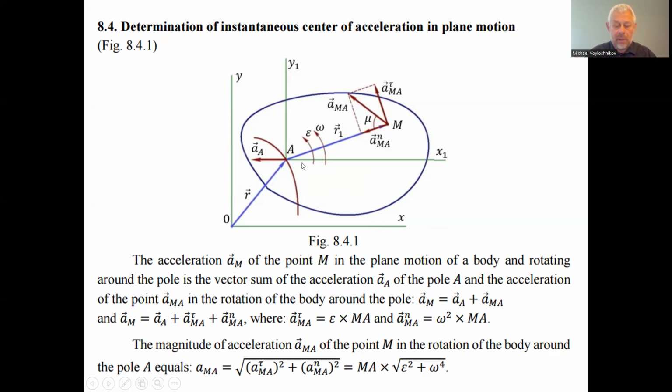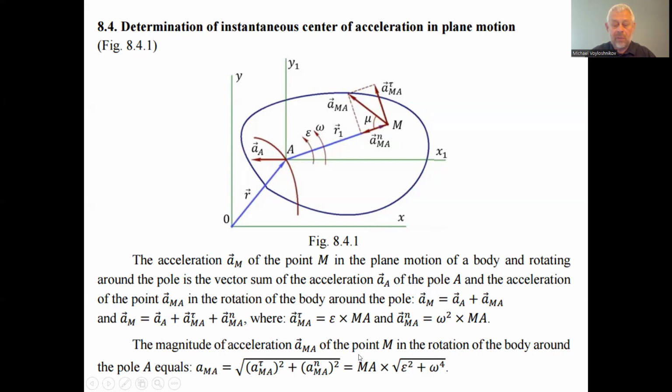So the tangential acceleration of the point M is equal to the product of the angular acceleration of the body by the arm AM, and the normal acceleration is known as the product of the squared angular velocity omega by the arm AM.